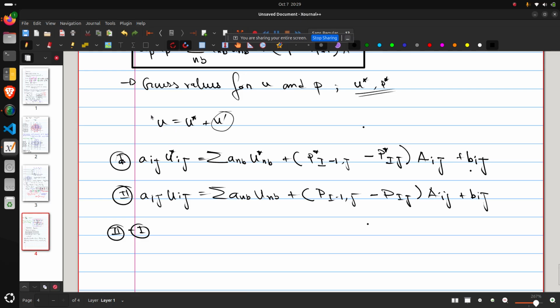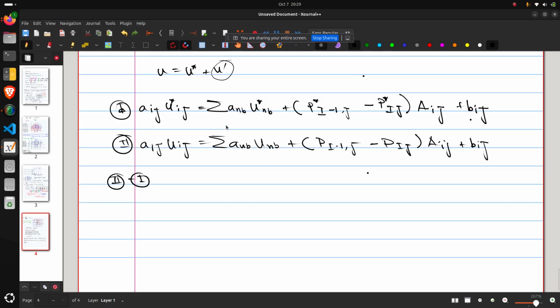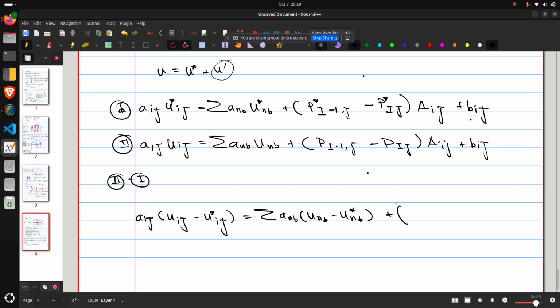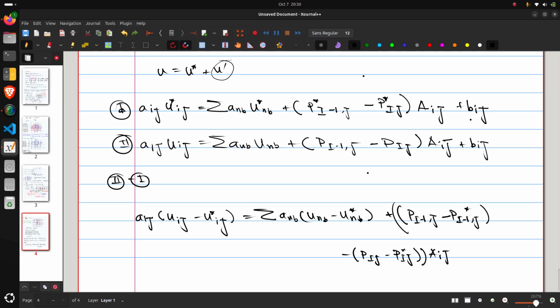So what does it mean? It means U minus U star. What will it give us? U prime, right? So we will have a small i capital J times U i capital J minus U star small i capital J is equal to summation of a nb times U nb minus U nb star plus P capital I minus 1 capital J minus P capital I minus 1 capital J star minus P capital I capital J minus P capital I capital J star, times A small i capital J plus b small i capital J.